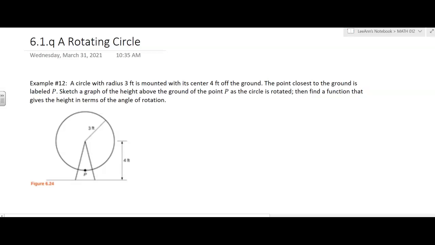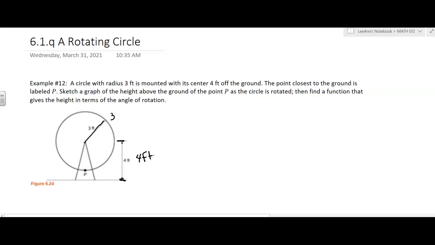Okay, so this will be an interesting problem. We have a circle with radius 3 feet, and it's mounted with its center 4 feet off the ground. So there's a diagram here. The radius is 3, and from the ground up to the center of the circle is 4 feet. They're kind of little. I don't know if you can see the numbers.